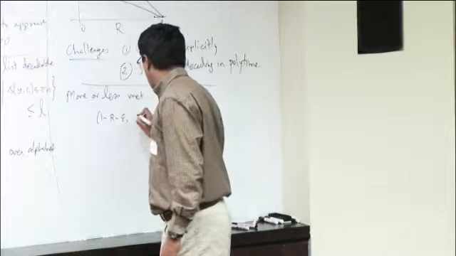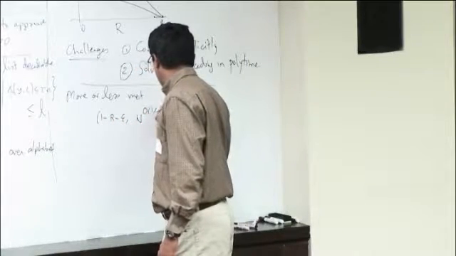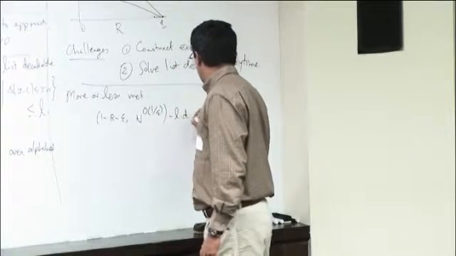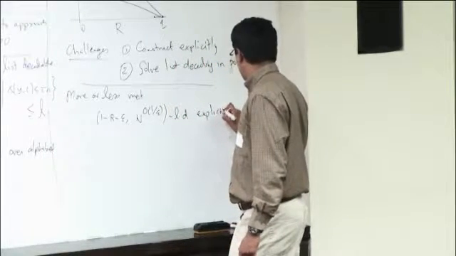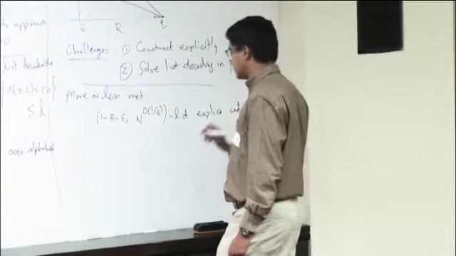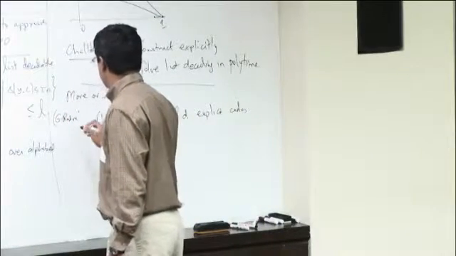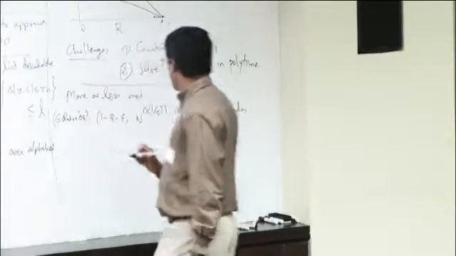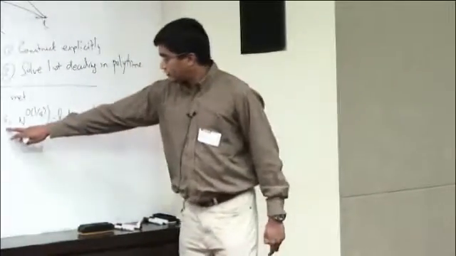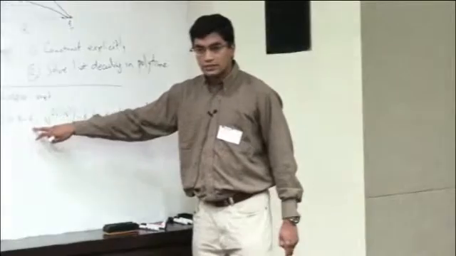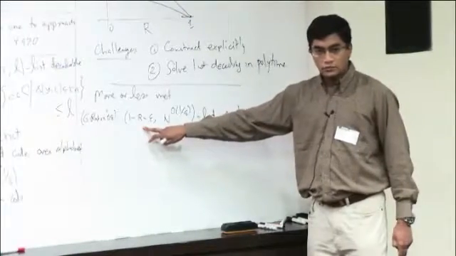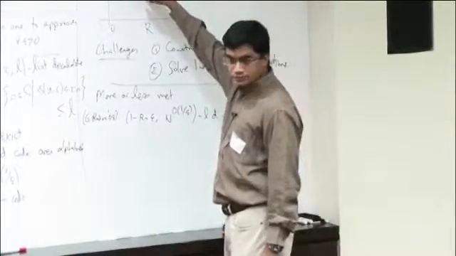So we showed something like this: explicit codes. So this was good in the sense that it for the first time nailed down the correct trade-off between tau and r. So you could actually go all the way up to this.